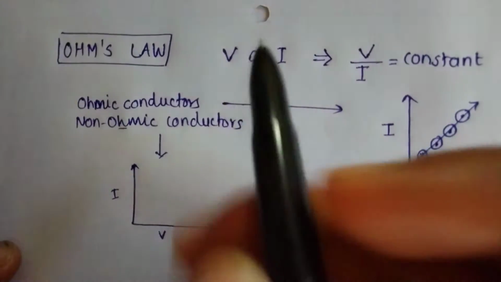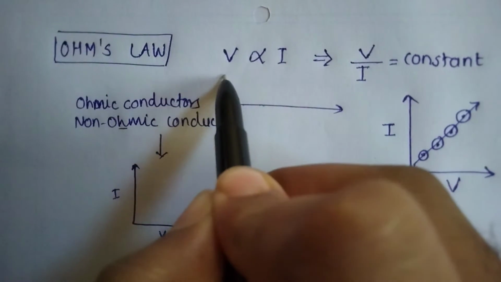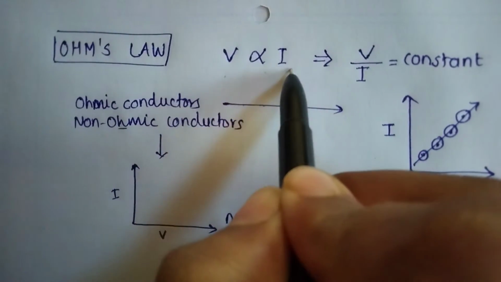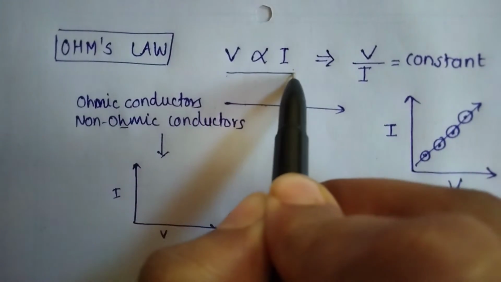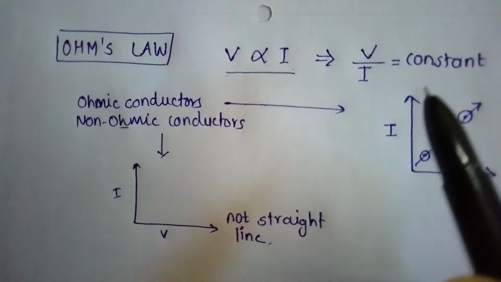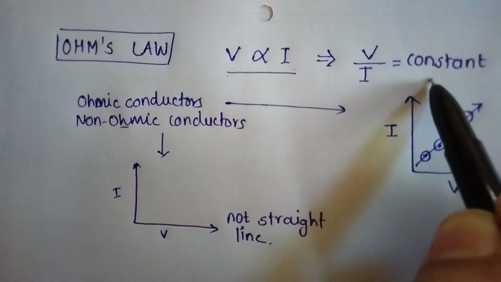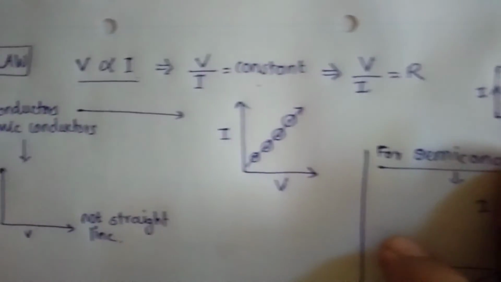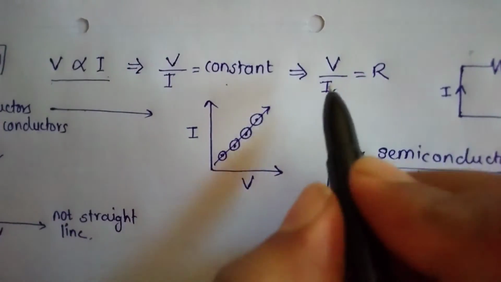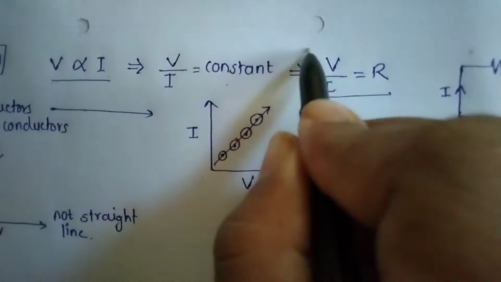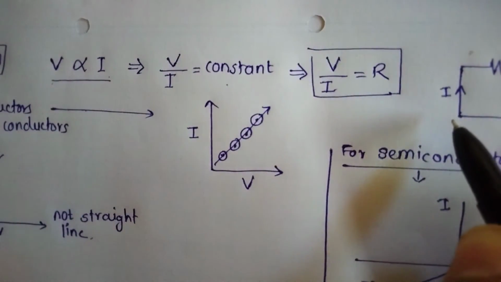Ohm's law is nothing but the voltage is directly proportional to the current, that is V is directly proportional to I. So we can say that V divided by I is a constant. So what is that constant? That is R. R is our resistance.